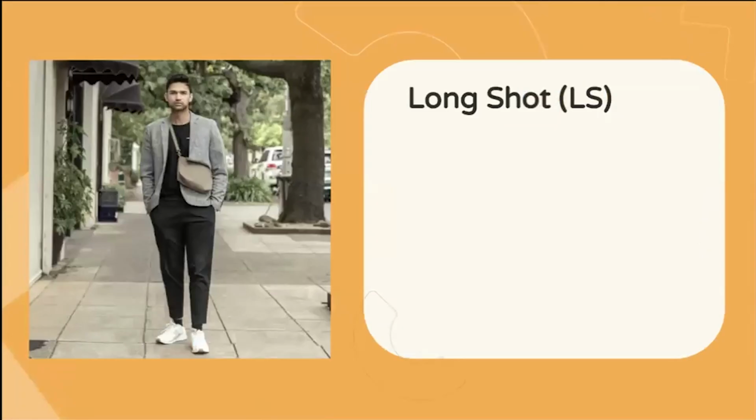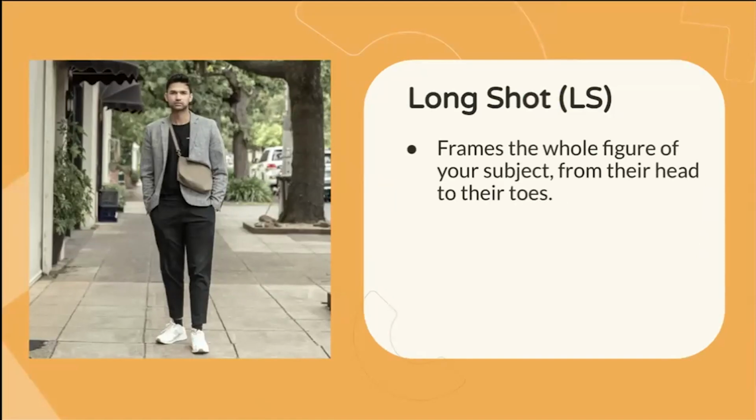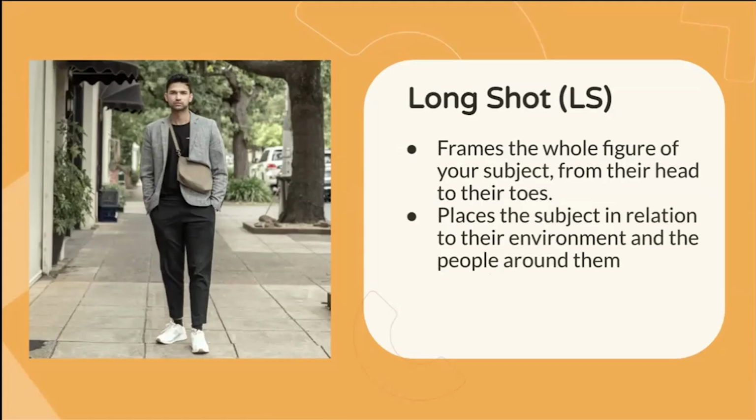First, we've got something called the long shot. As you can see here on the image, it frames the whole figure of your subject, which can be a person, which can be a thing. And it frames the whole thing. But it places the subject also in relation to their environment and the people around them. So you can see here that man is walking down a street with trees. It really sets the scene.